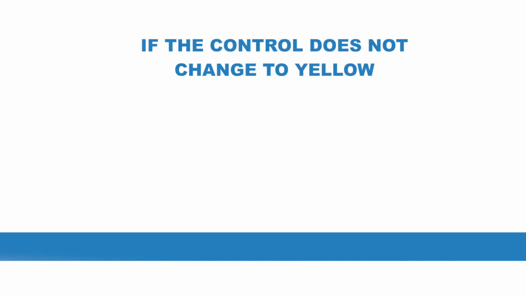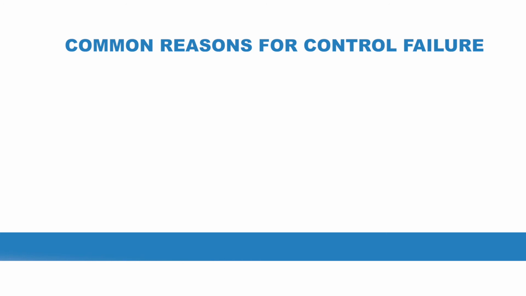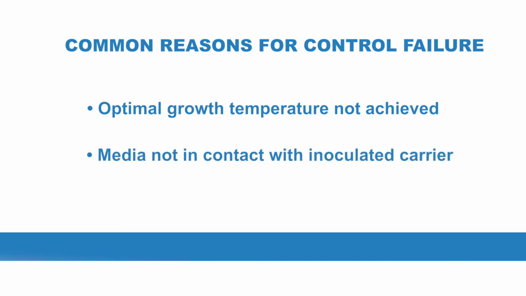What happens if your control SCBI fails and the media does not turn yellow? If the positive control does not show a yellow color, this would indicate there is an issue with the incubation process and the entire test is not valid. If your control vial doesn't change to yellow, either the temperature requirement for growth of the microorganism was not met, or the growth media was not in contact with the spores.